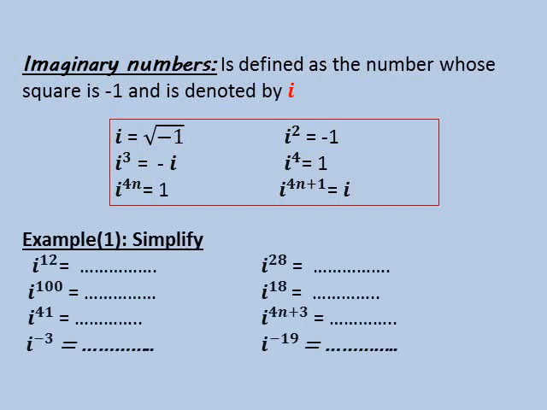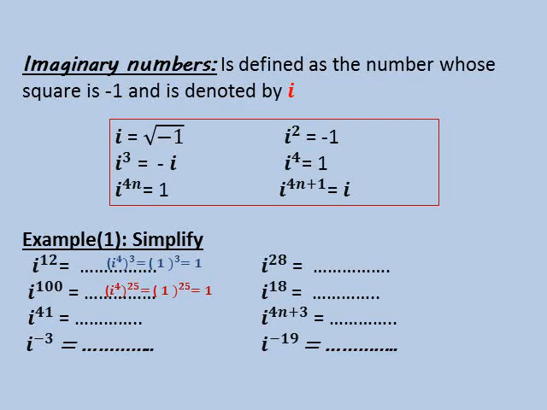In the next example, simplify. The first one, i¹². Excellent. 12 is a multiple of 4, so i¹² will equal 1. i¹² can be written as (i⁴)³, i⁴ is 1, and 1³ equals 1. Number 2, i¹⁰⁰. 100 is a multiple of 4, so i¹⁰⁰ will equal 1.